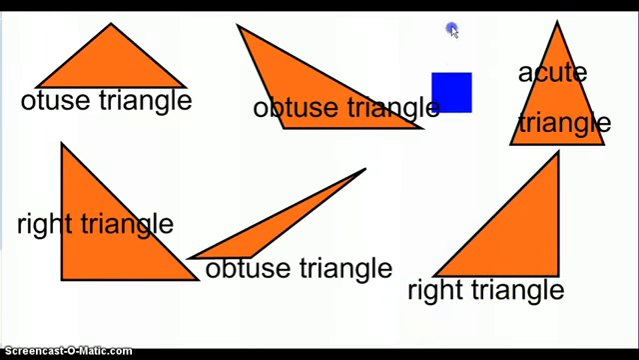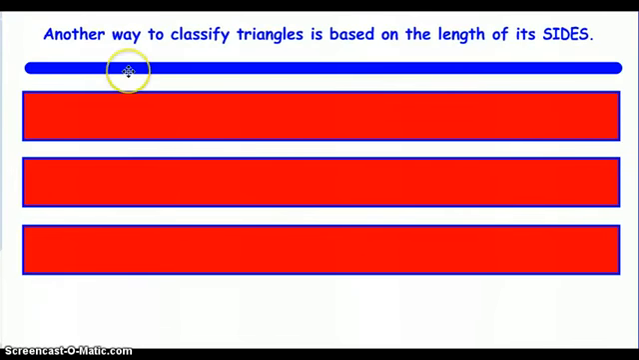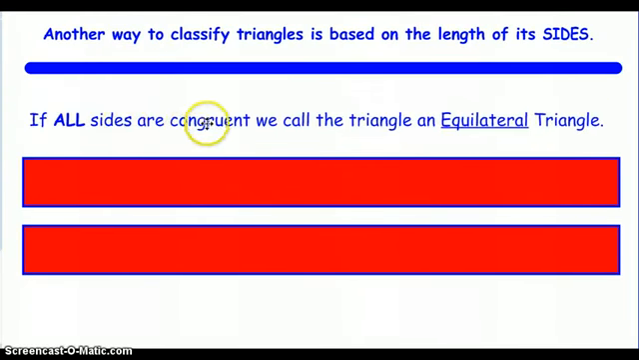So there you have it. That would be classifying triangles based on the angle size. Now we can also classify triangles based on their length. So when you look at the length of the sides, if all three sides are the same length, they're equal, they're congruent, then we call it an equilateral triangle. All sides are the same, they're all equal, we say it's an equilateral triangle.